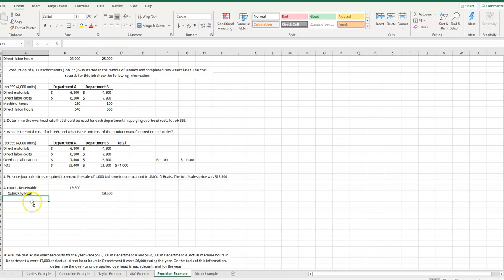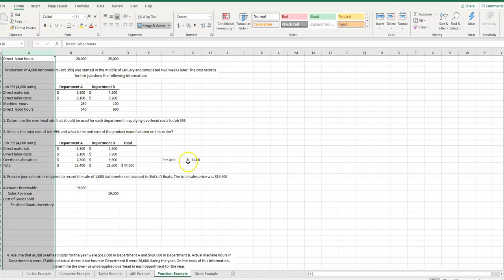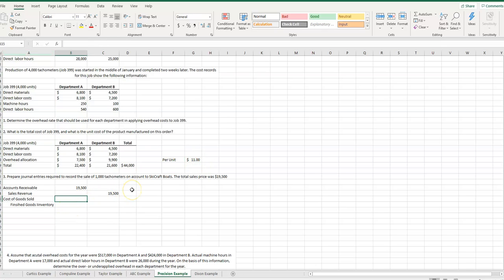The second part of any sales journal entry, remember, is to record the cost of goods sold and remove that item from our inventory. We sold 1,000 tachometers at a rate of $11 per tachometer. So 1,000 times 11 is $11,000.